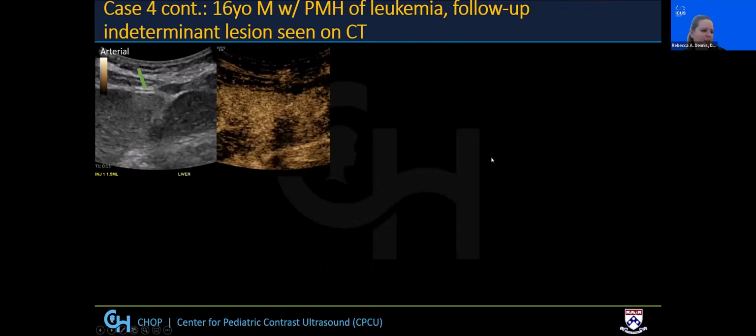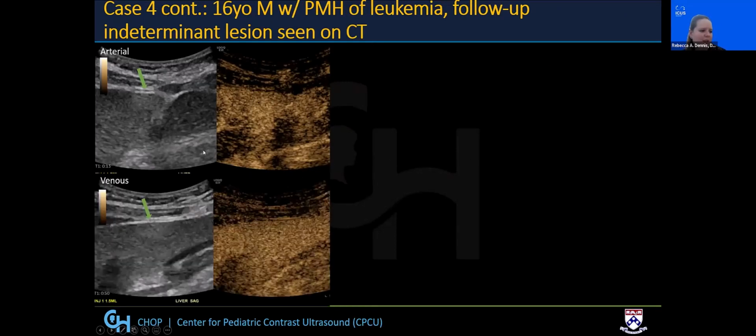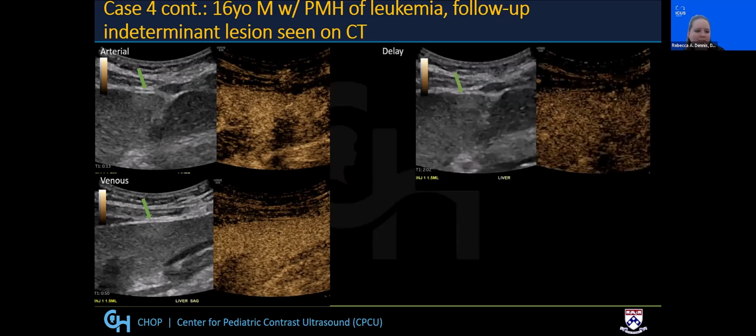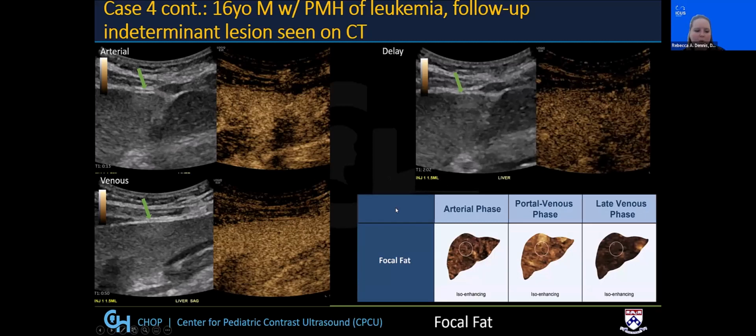Some still images of the different phases of contrast. On arterial phase, once again, it's isoenhancing. I pointed it out on the grayscale because we can't see it on the contrast image. So isoenhancing on arterial, venous, and delayed phase. The focal fat is the diagnosis. That is the only thing that will be isoenhancing on all 3 phases.